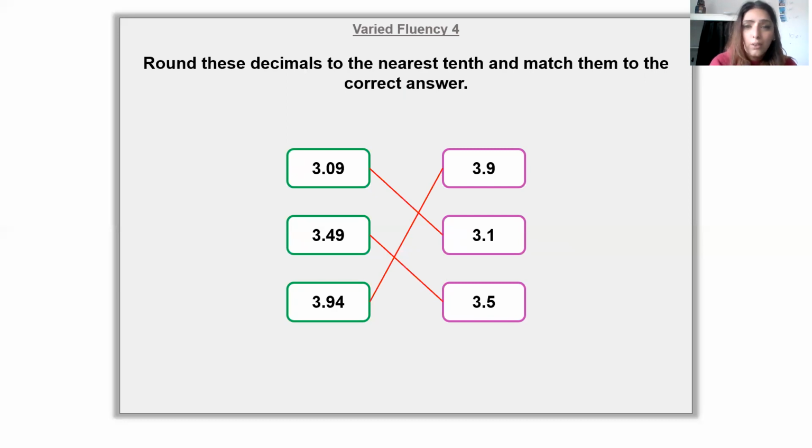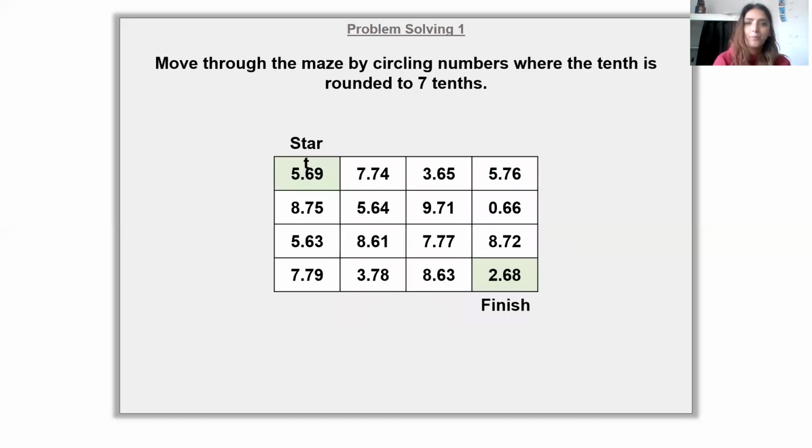3.49 is closer to 3.5. That was an easy one. And 3.94, the closest number, if we have 5 and above, it goes up, and if it's below, it stays the same. So it'll be 3.9. So if you got that right, well done.